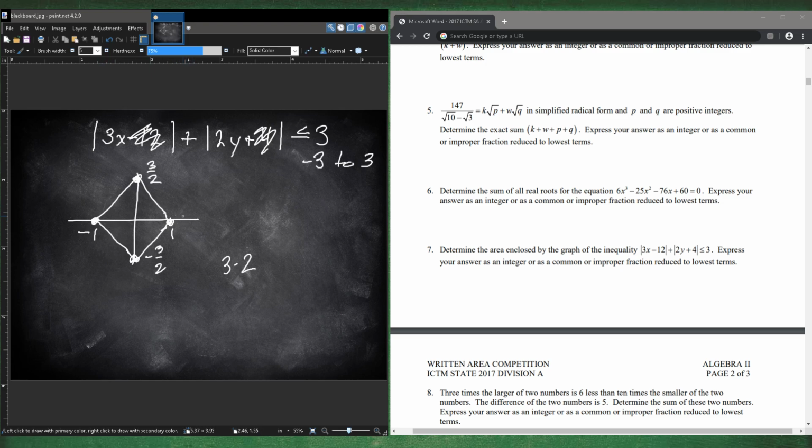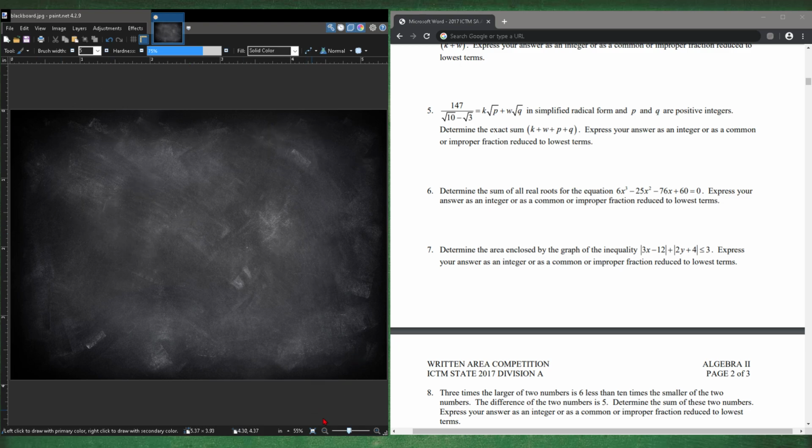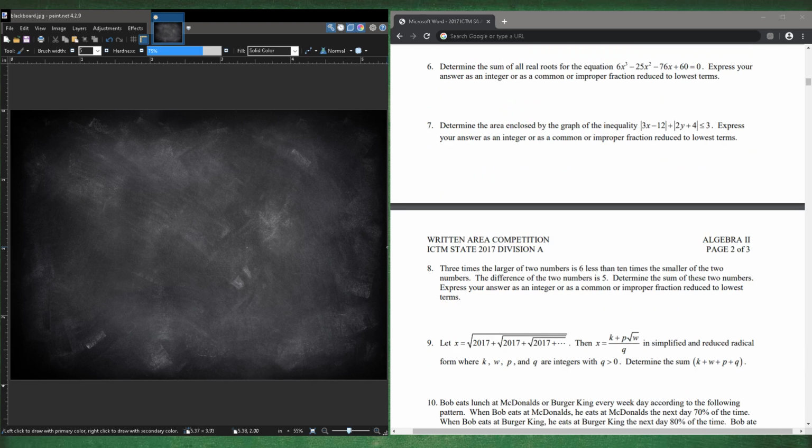So the distance of x times the distance of y times a half should be the area. So that's 3. Okay, that's just the usual formula for a diamond. So the answer for number 7 is 3.